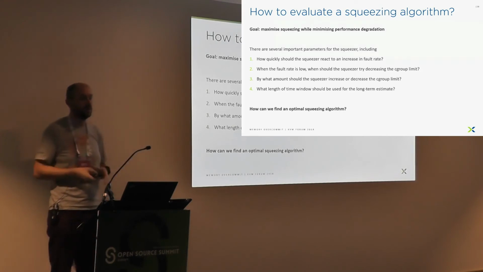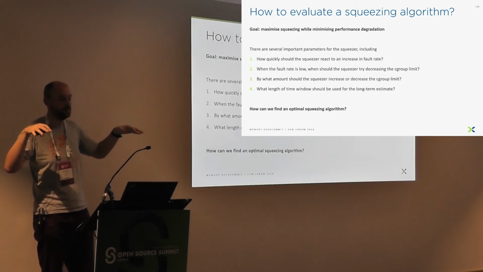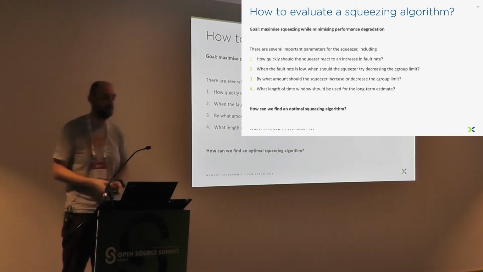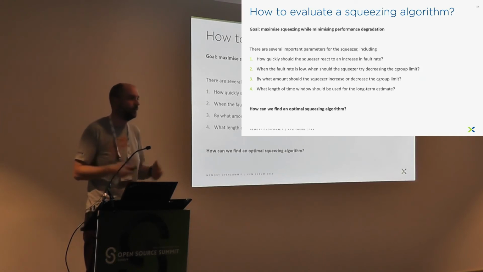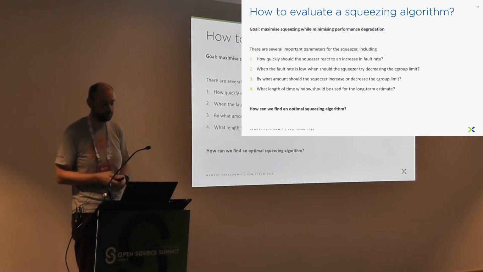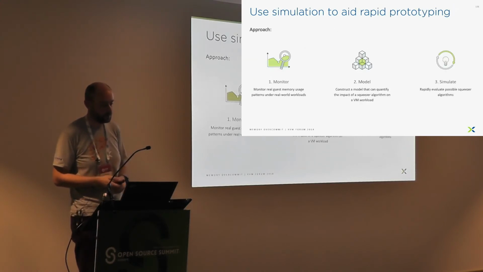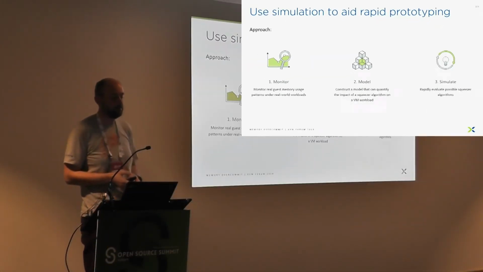There's all kinds of questions here, lots of different parameters and numbers that we need to choose when we're implementing this squeezing algorithm. So the question we have is, how can we find an optimal squeezing algorithm? We want to have one that works well for our customers. So the solution we have to this is to use simulation. And the simulation will aid rapid prototyping.